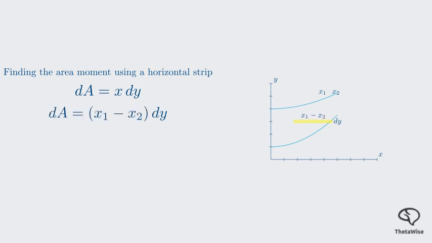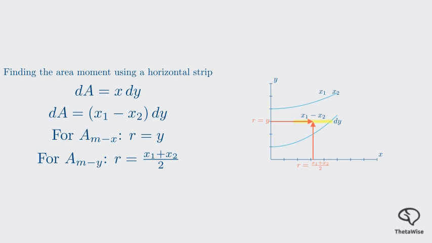If the strip is between two curves, x1 and x2, the width is x1 minus x2, so dA equals x1 minus x2 times dy. Now let's find the distance r for this horizontal strip. For the area moment about the x-axis, A sub Mx, our reference axis is the x-axis. A horizontal strip is parallel to the x-axis, and its distance from the x-axis is simply its y-coordinate, so r equals y.